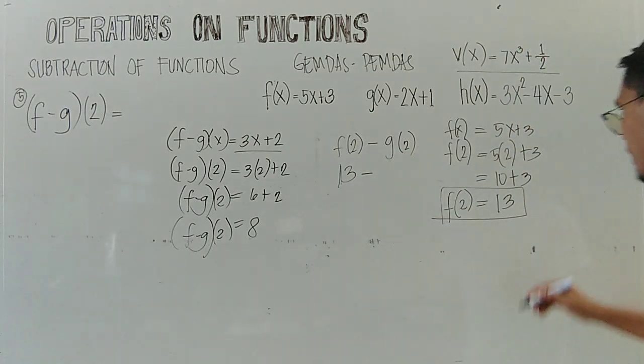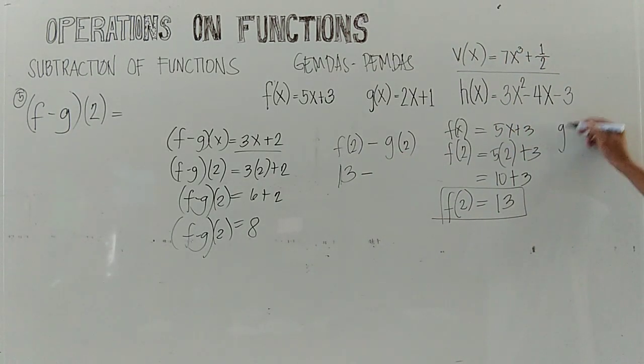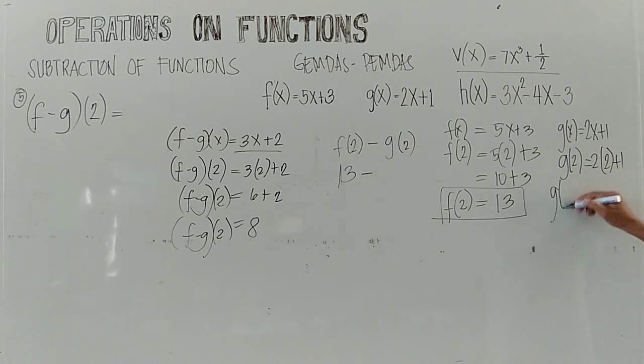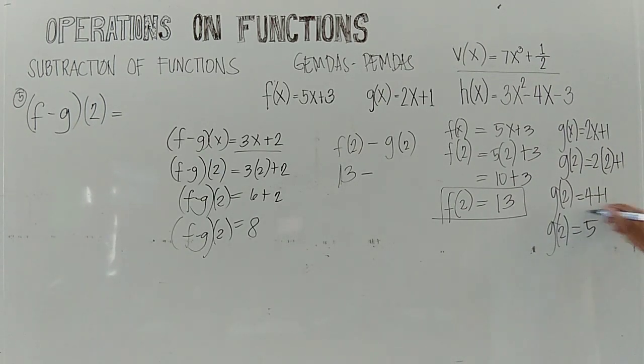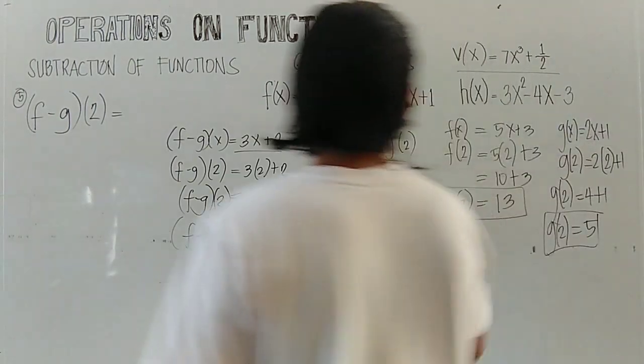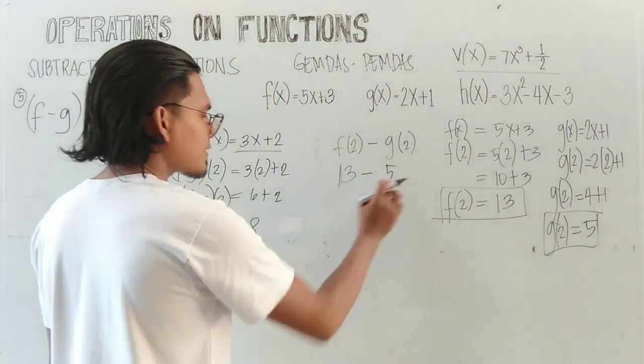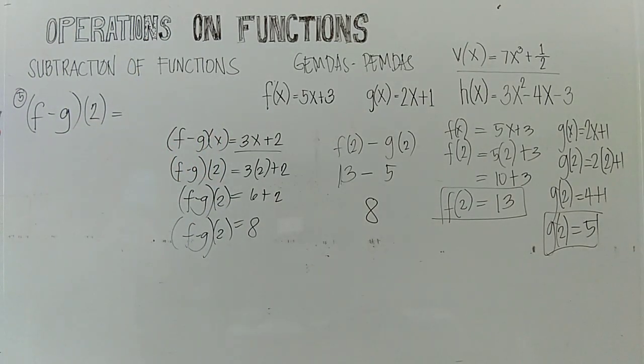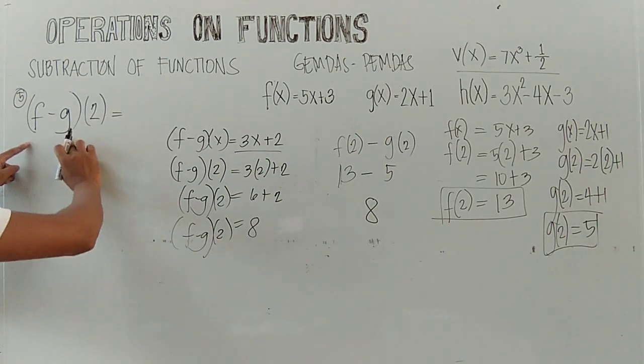Then minus, solve for your g of 2. So g of x is equal to 2x plus 1. Therefore, g of 2 is equal to 2 times 2, which is 4, plus 1. So we have g of 2 is equal to 5. Then subtract 13 minus 5. So we have 8. Okay, so we have again two ways to solve for f minus g of 2.